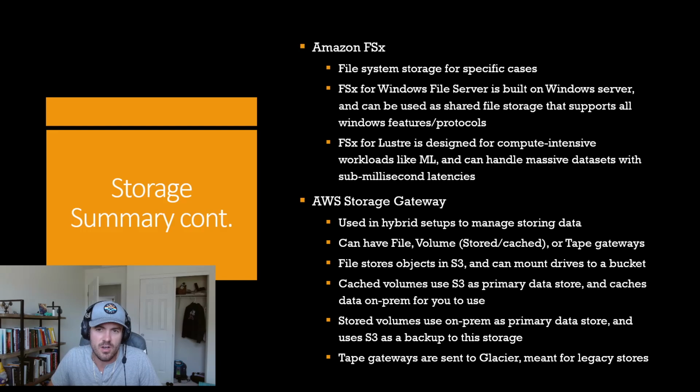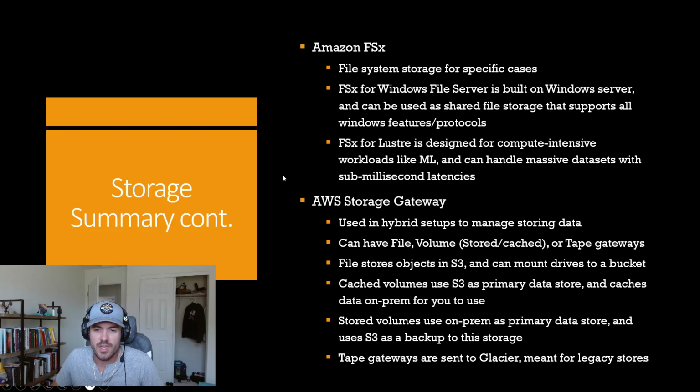Amazon FSx is a file system storage for specific cases. Typically, if you have an existing Windows file server, you're going to want to use FSx for Windows File Server because it's built on Windows Server and it can use shared file storage that supports all Windows features and protocols like SMB. Remember that EFS is designed with Linux operating systems in mind. If you have Windows, you're going to want to use FSx for Windows, okay? And then FSx for Lustre is pretty specific in terms of its use case, but it's designed for compute-intensive workloads like machine learning, and it can handle massive data sets with sub-millisecond latencies, okay?